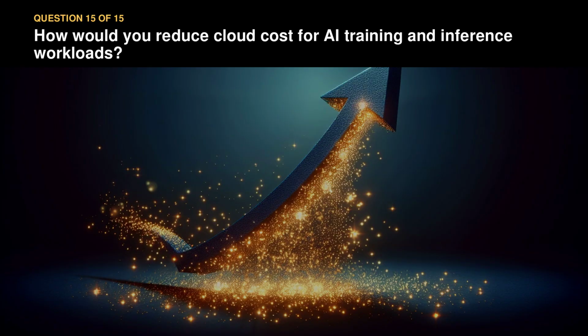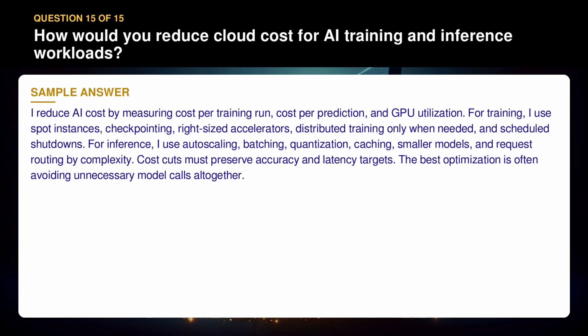Question 15. How would you reduce cloud cost for AI training and inference workloads? I reduce AI cost by measuring cost per training run, cost per prediction, and GPU utilization. For training, I use spot instances, checkpointing, right-sized accelerators, distributed training only when needed, and scheduled shutdowns. For inference, I use autoscaling, batching, quantization, caching, smaller models, and request routing by complexity. Cost cuts must preserve accuracy and latency targets. The best optimization is often avoiding unnecessary model calls altogether.